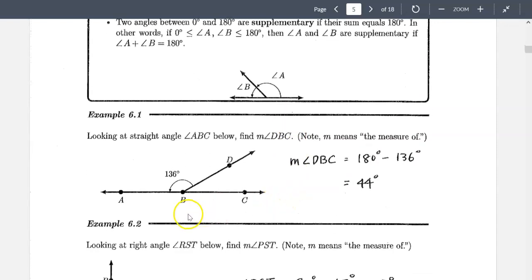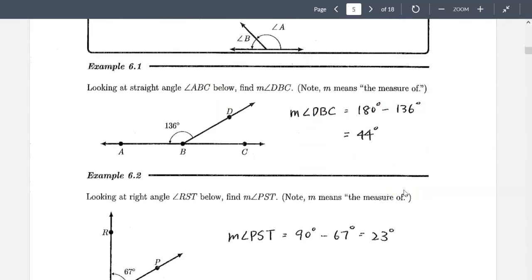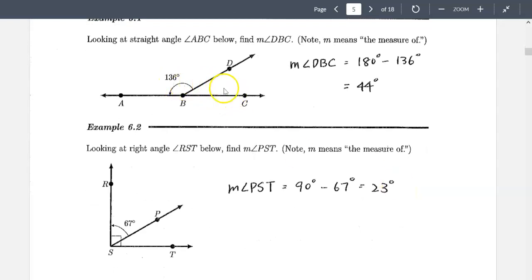So let's look at this angle right here. Look at a straight angle ABC. We follow the letters A, B, C. That's this angle right here. Find the measurement of DBC. So this empty spot right here, how much is it? Well, we know ABC is 180 degrees because it's a straight angle. Then we take 180 minus 136, you get 44 degrees. So these two angles are supplementary. Now this is an example of complementary angles. So the missing angle here has to be 90 minus 67, so it's 23 degrees.